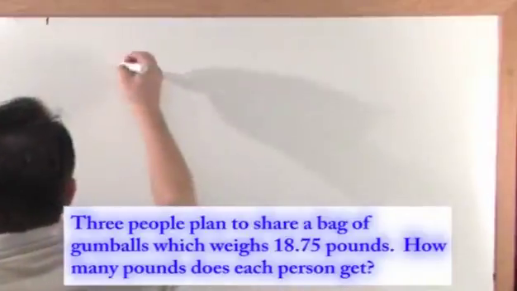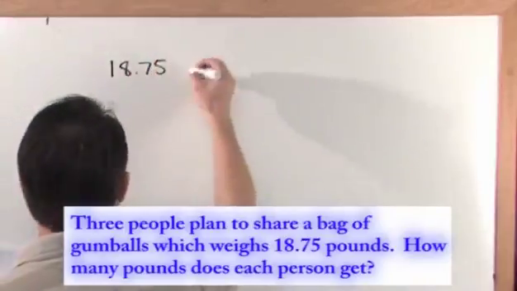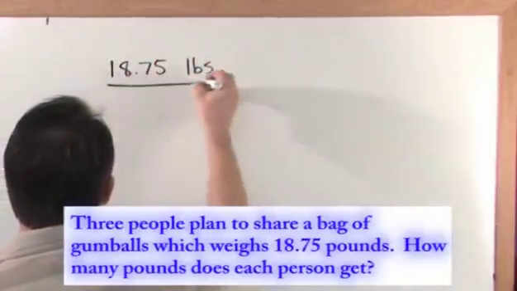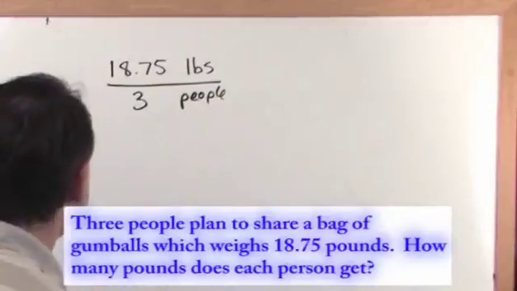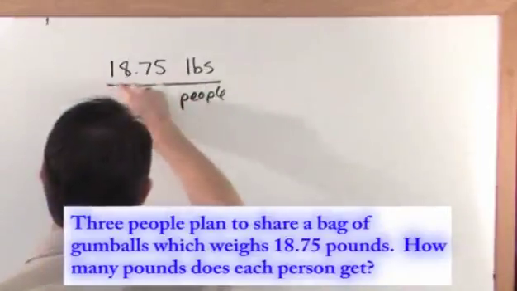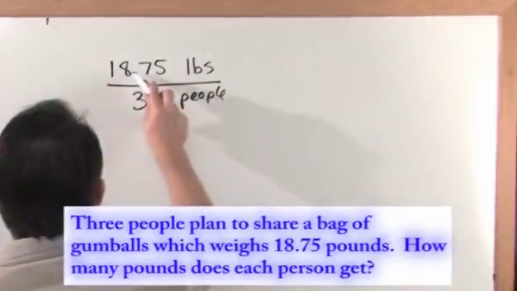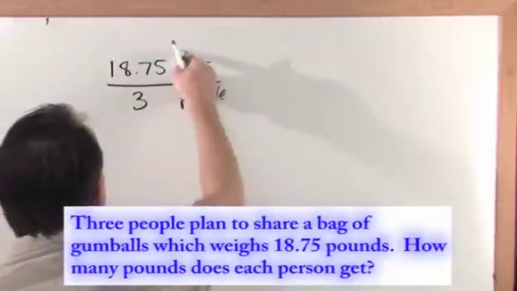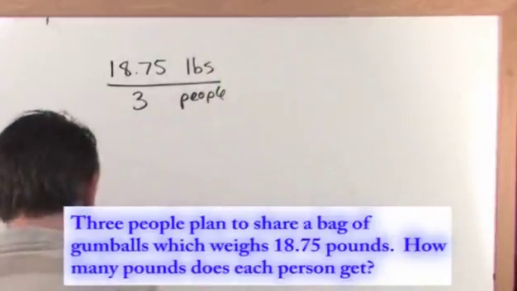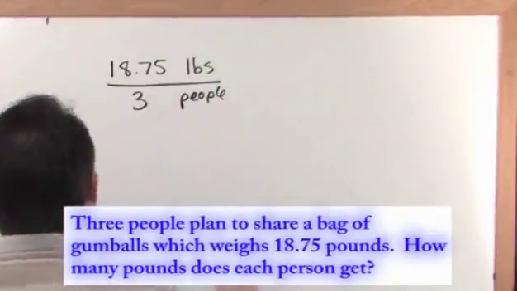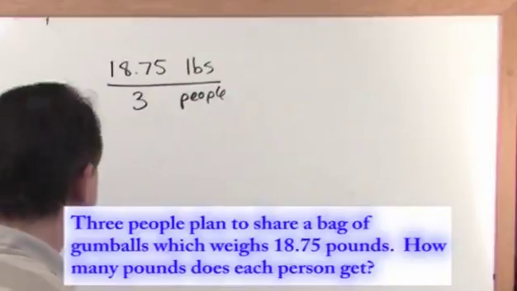Okay, so if you just look at what we're doing here, you have 18.75 pounds, LBS means pounds, and you're dividing it by 3 people. If you look at the units that we've been talking about, this bar means division. Anytime you see something on top of something else, it's division. So 18.75 pounds divided by 3 people. In the end, the unit you get is pounds per person, which is exactly what the problem says. How many pounds does each person get? So when you divide like this, the unit you get makes sense. I'm trying to teach you to use the units to help you figure out what to do.